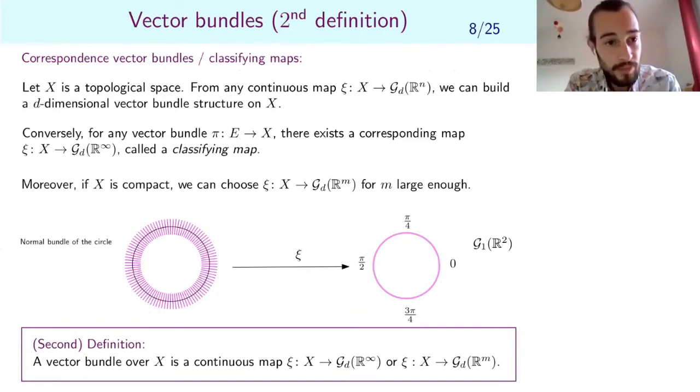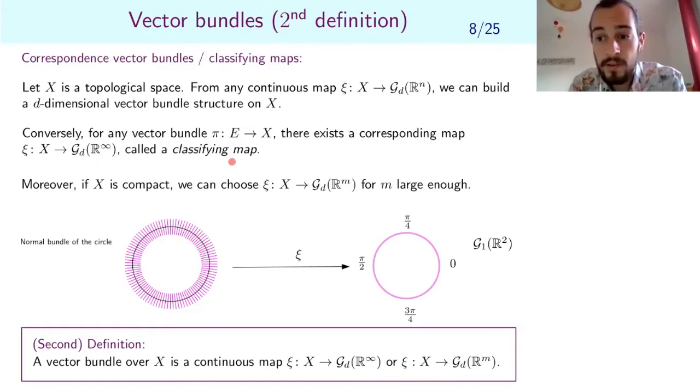Okay, and now we have Grassmann manifolds. I can tell you about this correspondence that we have between vector bundles and classifying maps. So suppose that we have a topological space X and a map Xi from X to the Grassmannian GD of Rn. We can build from this map a vector bundle structure on X. So basically, we just pull back the spaces of the Grassmannian on top of X. And the converse is also true. If you have a vector bundle, as we've seen before, there exists a map Xi that goes from X to the infinite Grassmannian that will correspond to this pullback, and this map is called a classifying map.